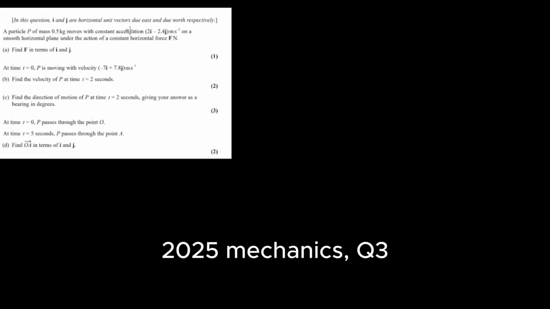Mechanics is coming up soon, and none of us want to be cooked for mechanics, so this is how you do a question 3 off the mechanics paper. It states, a particle P of mass 0.5 kilograms moves with a constant velocity 2i minus 2.4j on a smooth horizontal plane under the action of a constant horizontal force, F newtons.